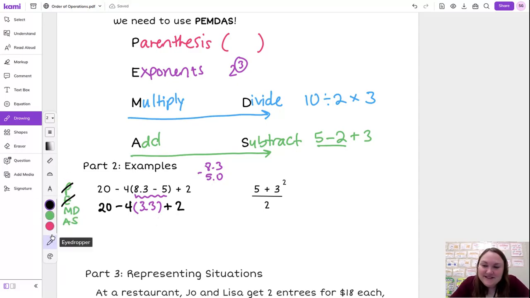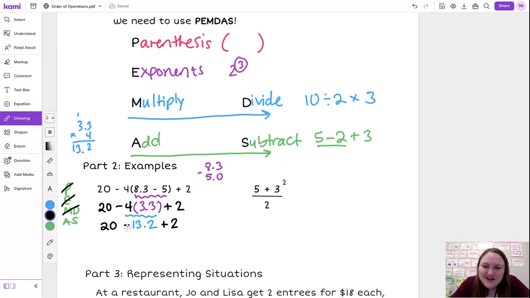There are no exponents in this problem, which means next is multiplication and division. I see some multiplication right here, so I would want to do my 3.3 times 4, and that gives me 13.2. I do my one step, and then I copy everything else down. So copy my 20, my minus sign, and my plus 2. And I'm done with multiplication and division.